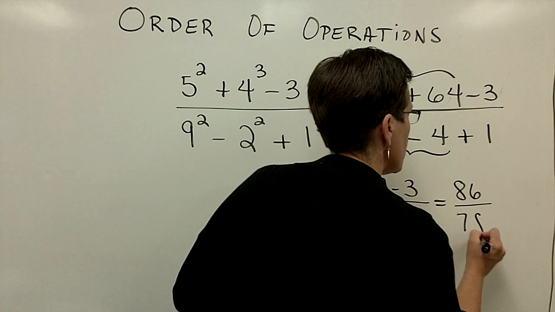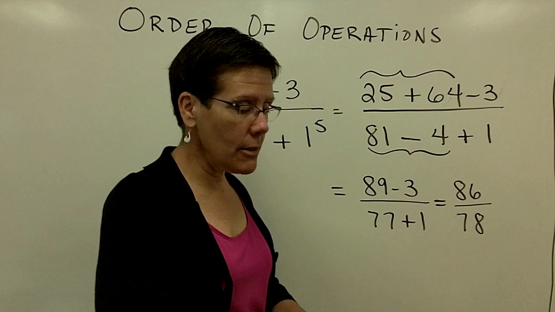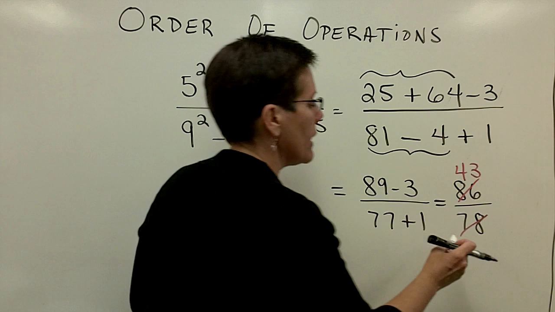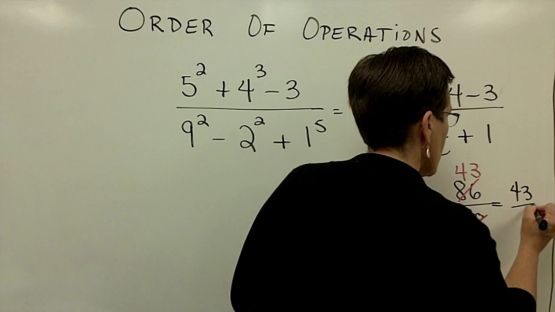And I happen to have noticed that these two values are even. So I'm going to go ahead and divide a 2 into each one of those. So 2 divides into 86 43 times, and 2 goes into 78 39 times. And my final solution to this problem is 43 over 39.